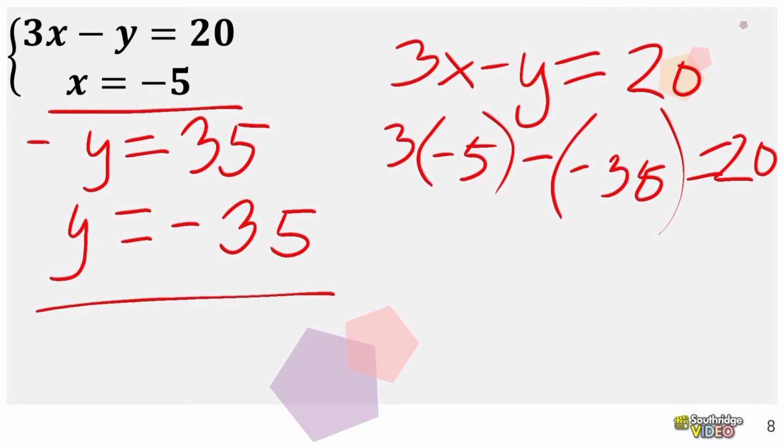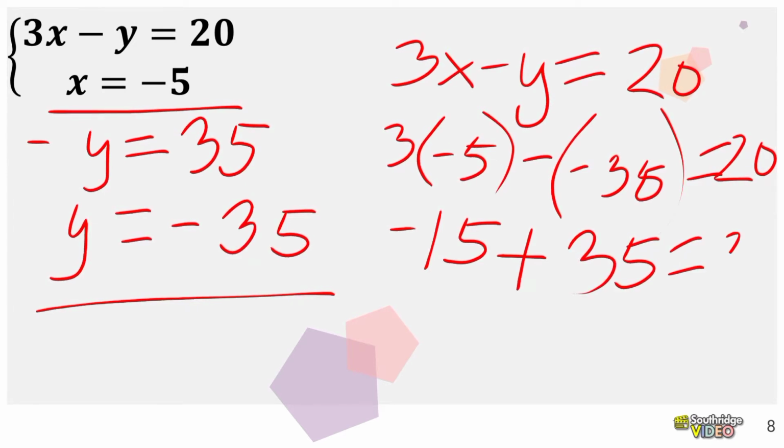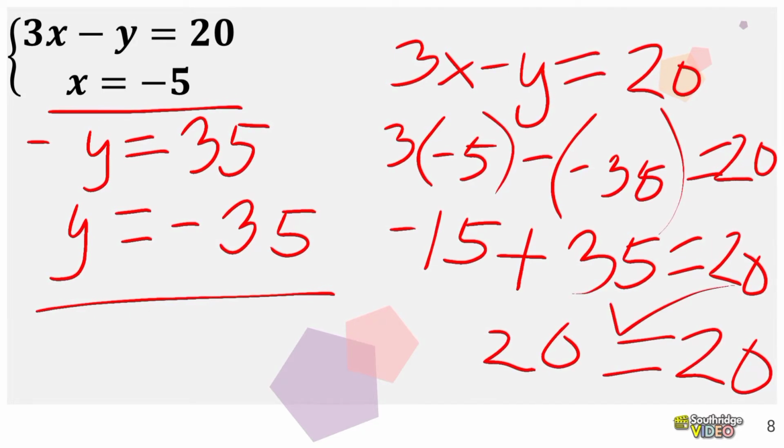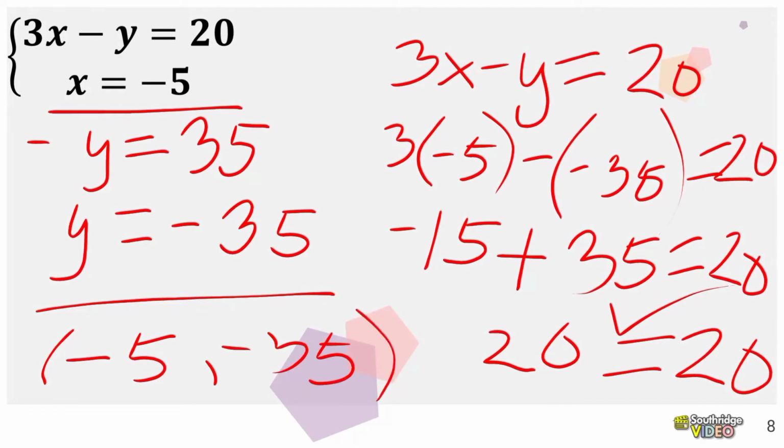So 3 times negative 5 is negative 15. So minus times negative 35 is positive 35, equals 20. So it makes sense. Negative 15 plus 35 is actually positive 20. So the statement is true. Therefore, we have the solution of negative 5, negative 35. So that is the first example.